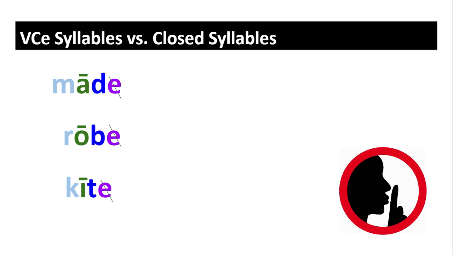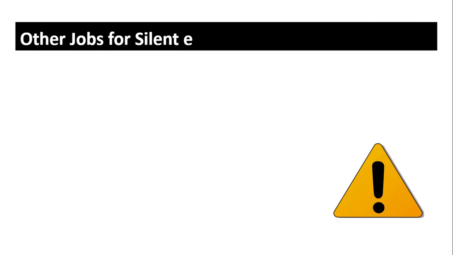If we took the E away, we would change the pattern and we would revert back to a closed syllable and the vowel would change its sound. We would go from maid to mad, robe to rob, and kite to kit. So the E plays an important role. E has other jobs in a word than just to make the vowel long.